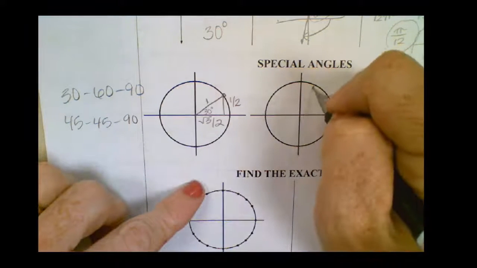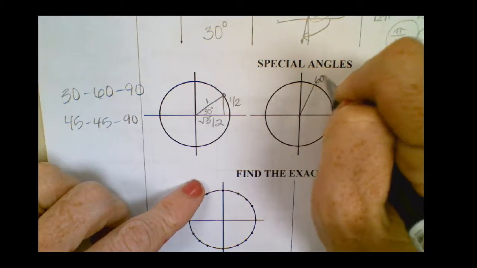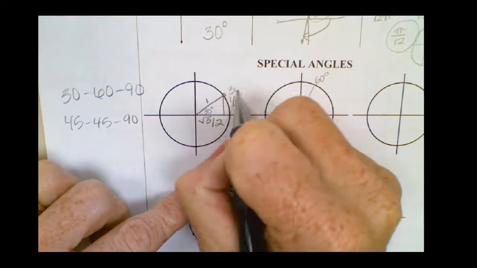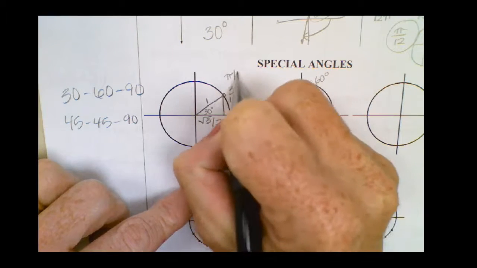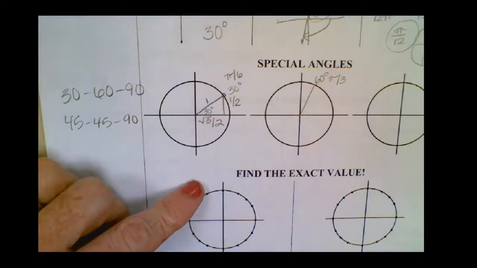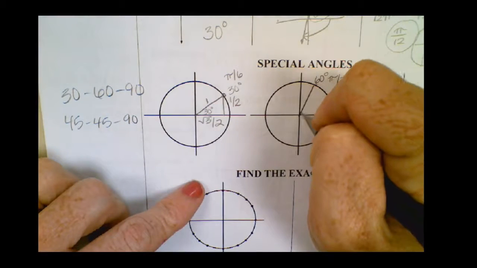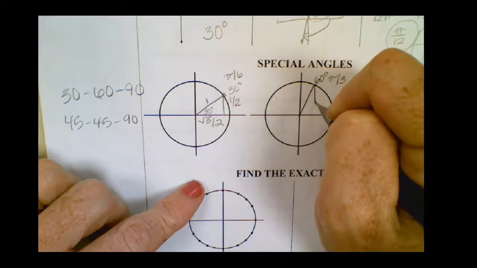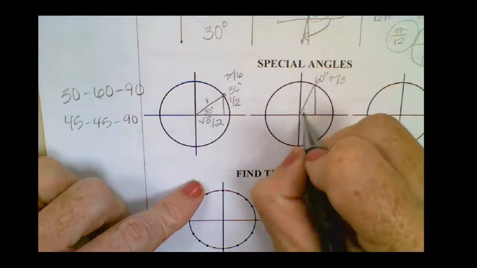Let's make this a 60-degree angle. Oh, and let's practice. So this would be pi over 6, and 60 degrees in radians is pi over 3. That helps us when we're filling in our unit circle.